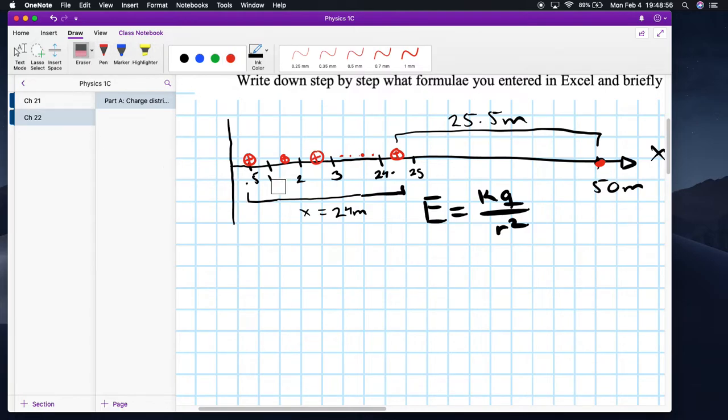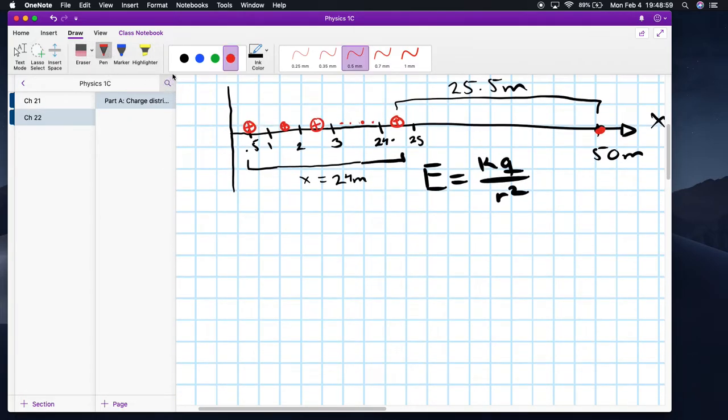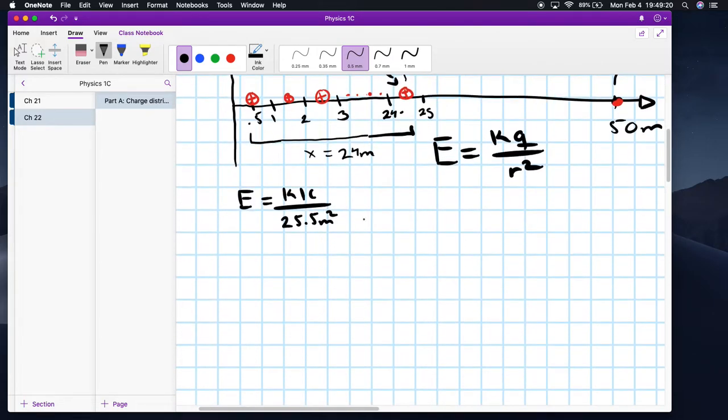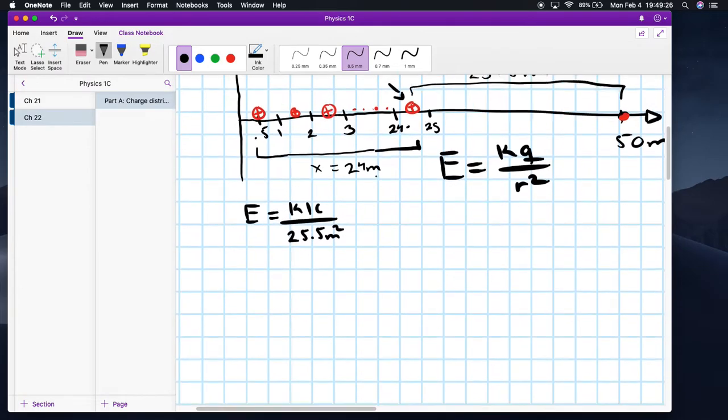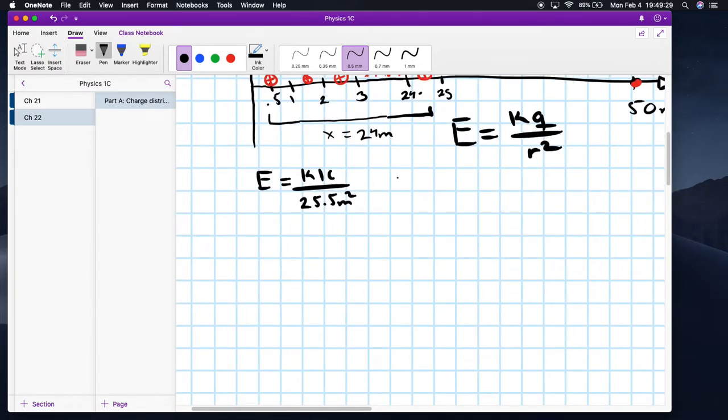Okay, so if we were just looking at the point at 24.5 meters, the electric field would be equal to K times 1 coulomb over 25.5 meters squared. However, since there are all these charges, we're going to have to use a summation. So we're trying to find the sum of all the electric fields of all the charges.